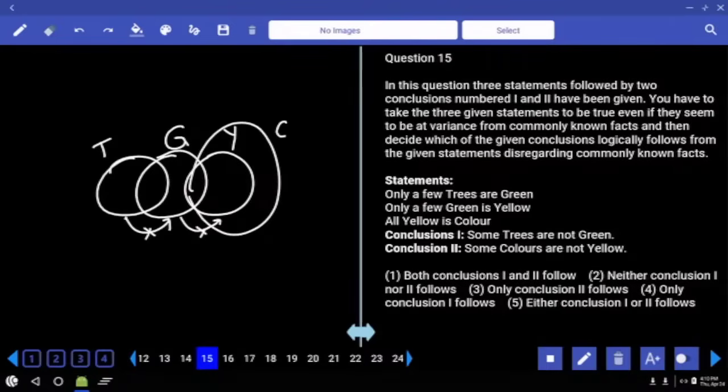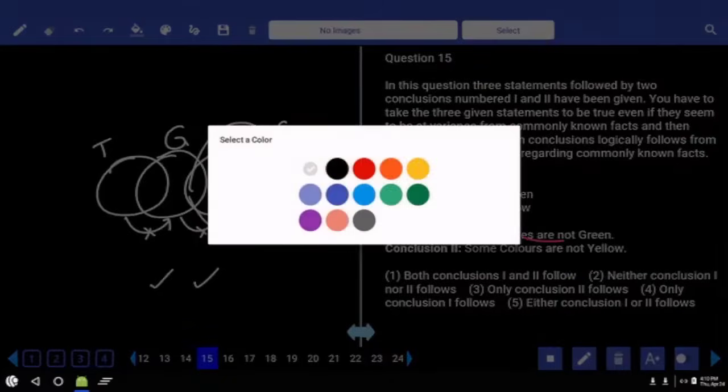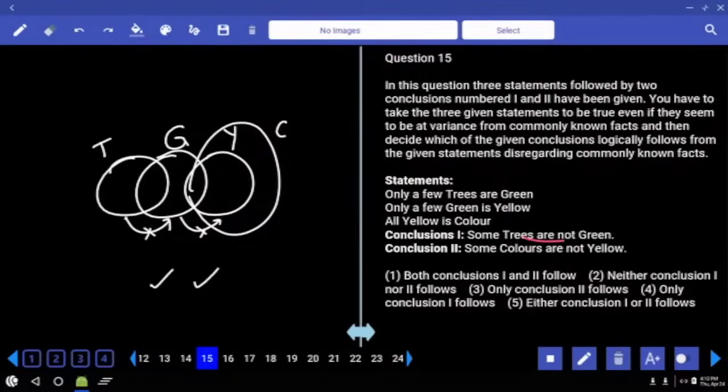And some trees are not green, that is definitely true. Then some colors are not yellow, that is also true. Now both the conclusions are true. Then to make this one false, we need to prove all trees are green. Is it possible to draw all trees are green or not? No. Why is no? Because only some trees are green but not all. Clear? Hence alternate diagram cannot be drawn. This will be true forever.